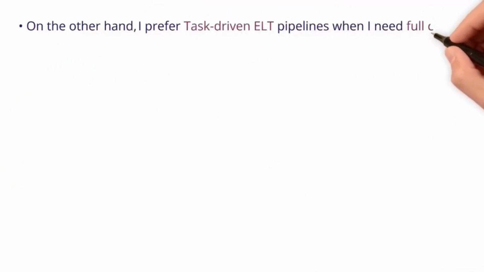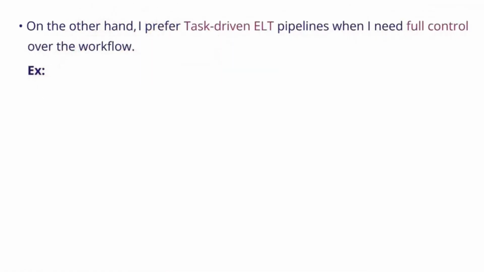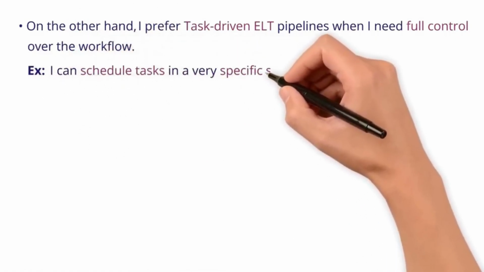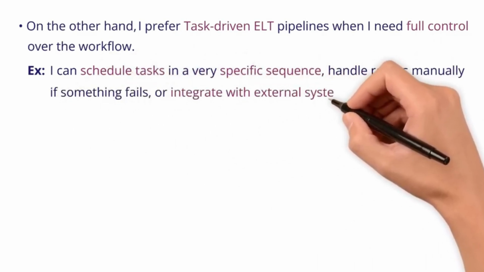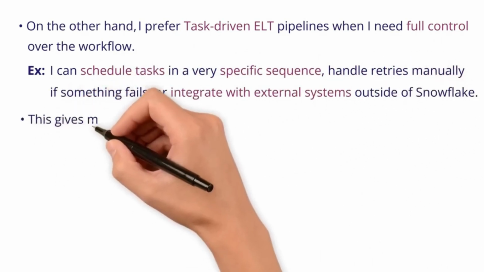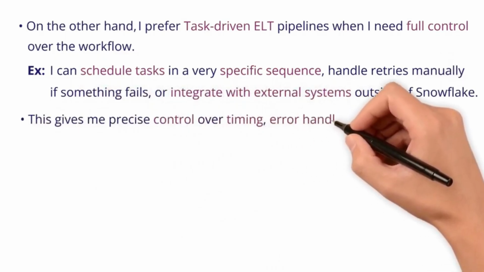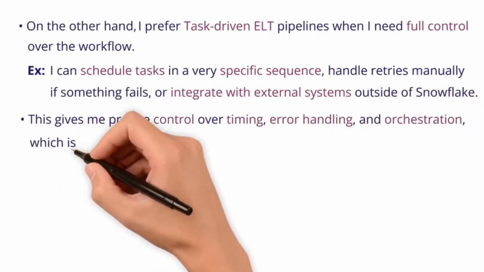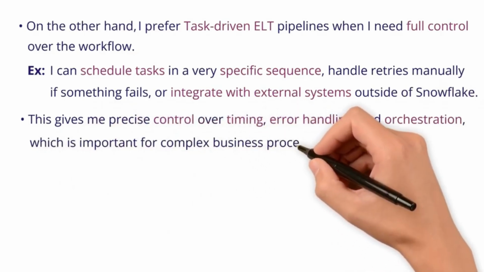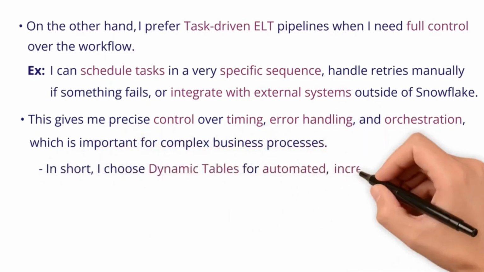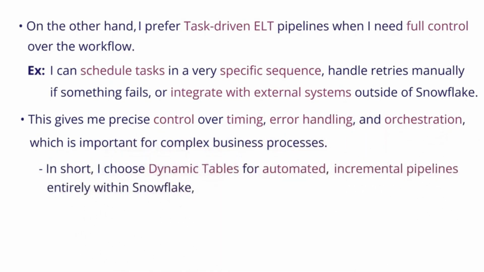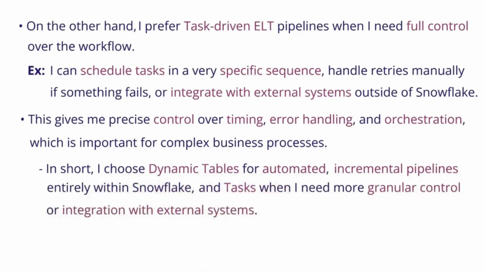On the other hand, I prefer task-driven ELT pipelines when I need full control over the workflow. For example, I can schedule tasks in a very specific sequence, handle retries manually if something fails, or integrate with external systems outside of Snowflake. This gives me precise control over timing, error handling, and orchestration, which is important for complex business processes. So, in short, I choose dynamic tables for automated incremental pipelines entirely within Snowflake, and tasks when I need more granular control or integration with external systems.